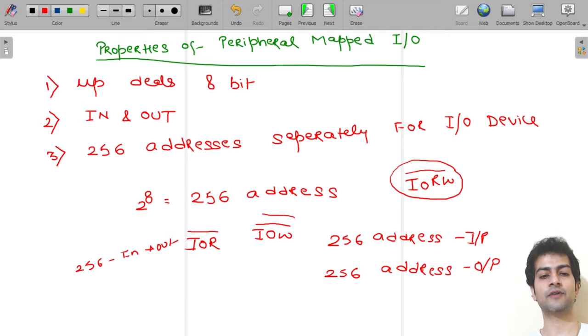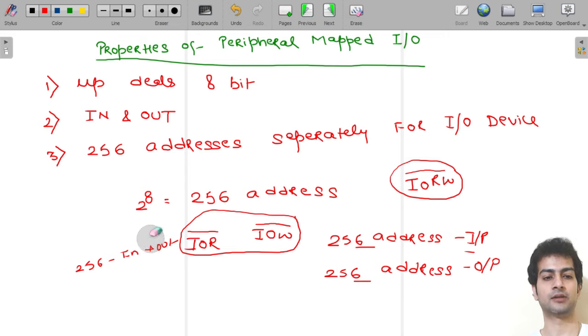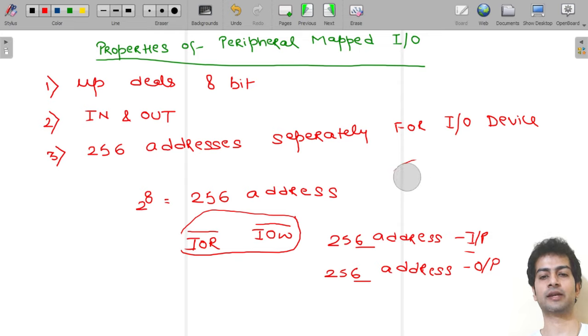But here we have two separate control signals. So the microprocessor can generate 256 separate addresses for input and 256 separate addresses for output. This is important, and this sort of question is asked in the exam.